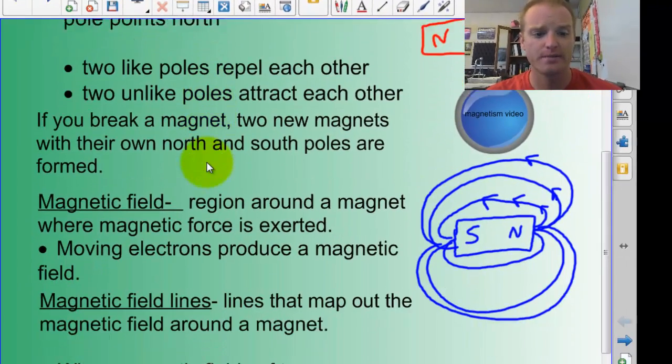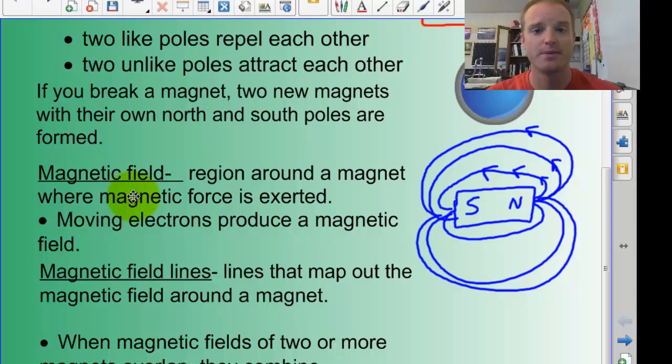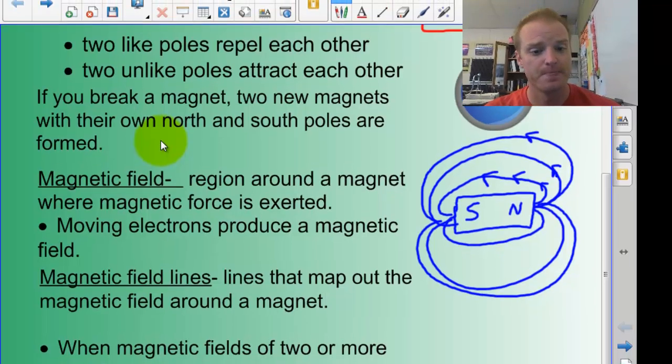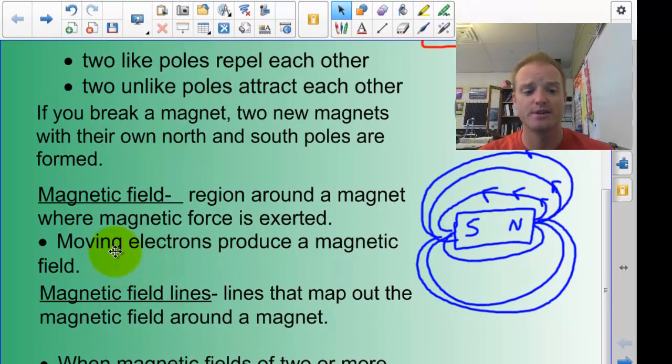Now, the other big idea is the idea of a magnetic field. A magnetic field is a region around a magnet where magnetic force is exerted. You've probably noticed that different types of magnets have different strengths. They push objects that are farther or closer to you, depending on how strong they are. And again, these moving electrons produce that magnetic field. So the more in sync these electrons are, the more domains are lined up, the stronger that magnetic field is going to be. And so what we can do is map it out.